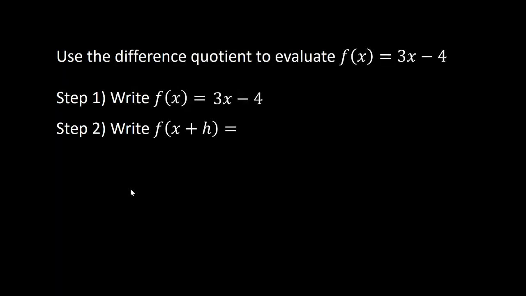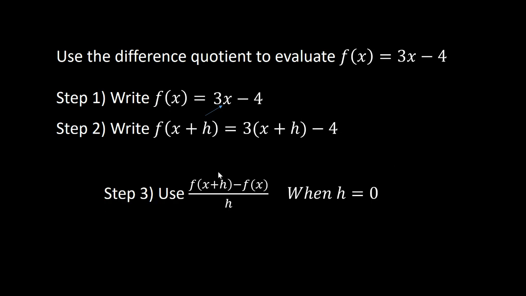Step 2 is to find f of x plus h. And we want to make sure that we're just grabbing this information and throwing it everywhere we see an x. Now, in this case, there's only one place to throw the x. So let's toss it in and we should get it over here. And you can see that now f of x plus h is 3 times the quantity of x plus h minus 4.